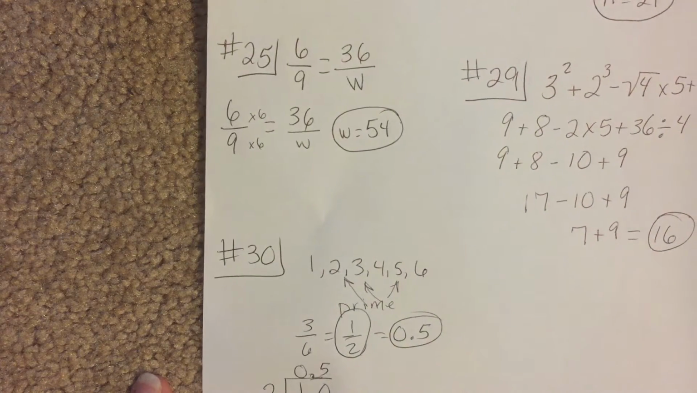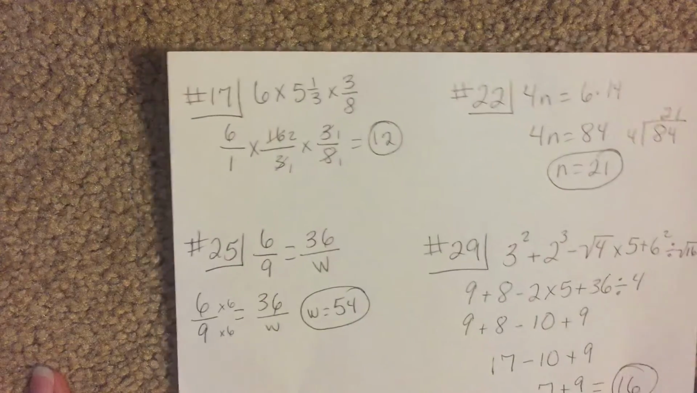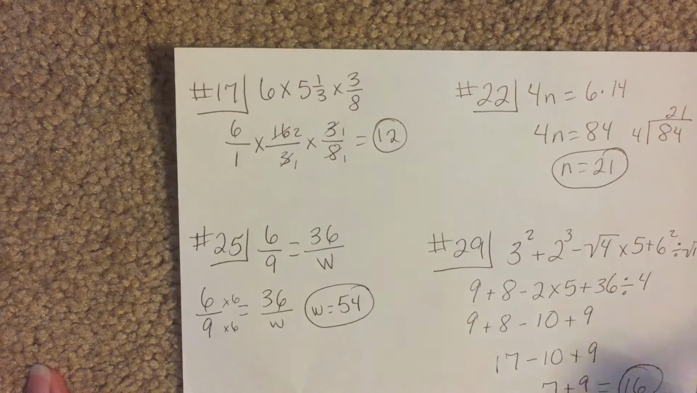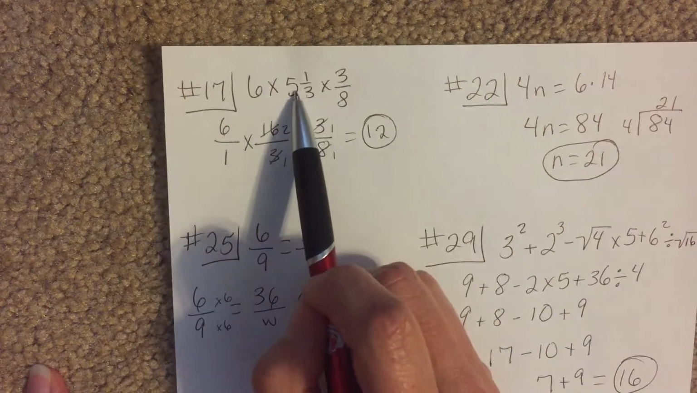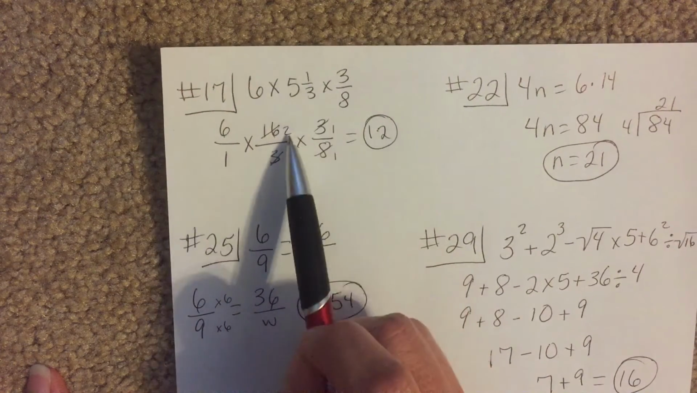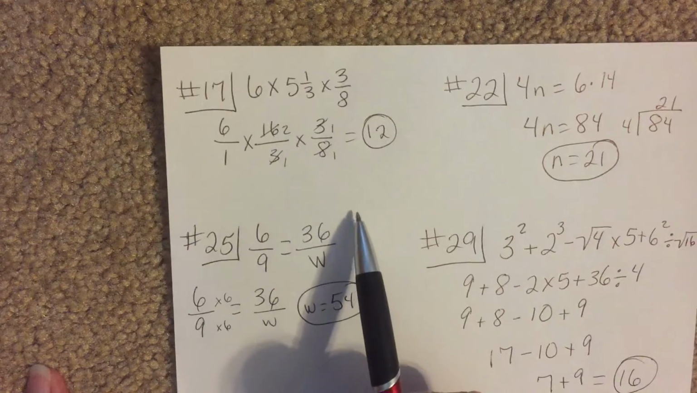Number 17 is a multiplying fractions problem. I need them all to be fractions again. So I made 6 into 6 over 1. This becomes 5 times 3 is 15, and 1 more is 16 over 3 times 3/8.